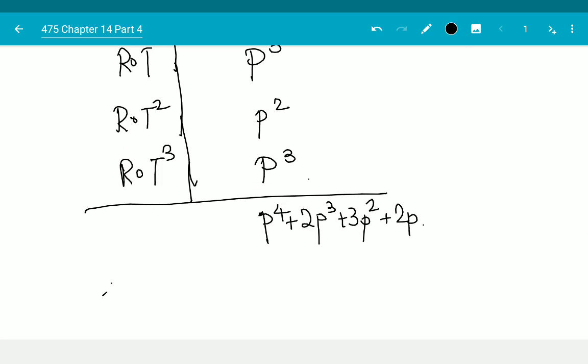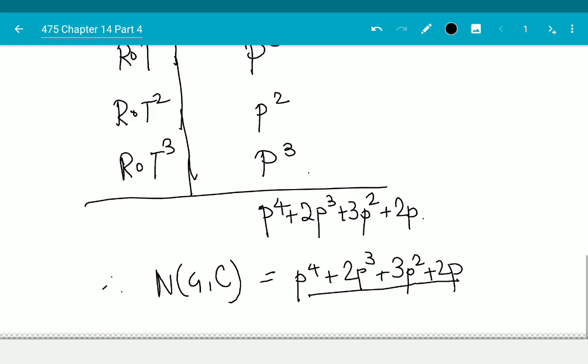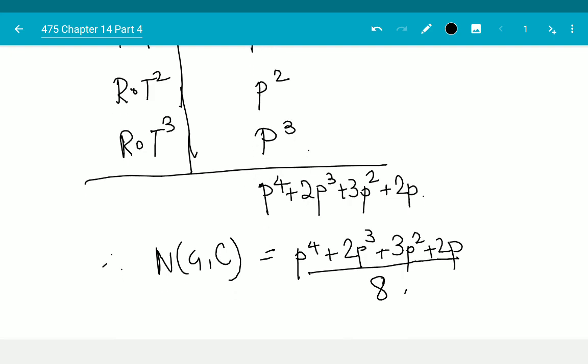And therefore, NGC is equal to P to the 4 plus 2P cubed plus 3P squared plus 2P, divided by the order of the symmetry group, which in our case is 8. Okay.